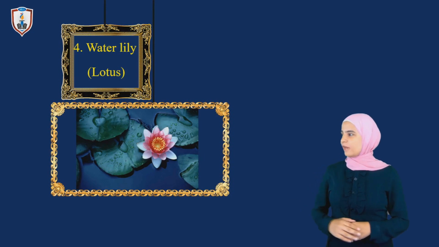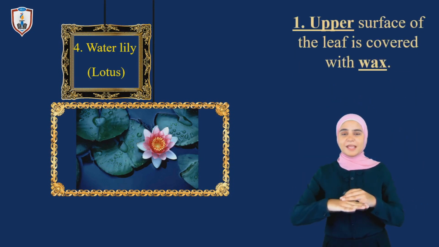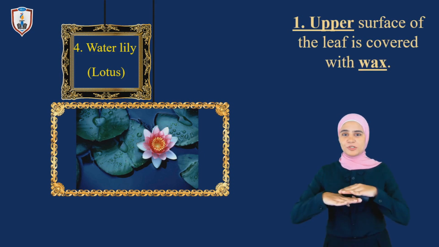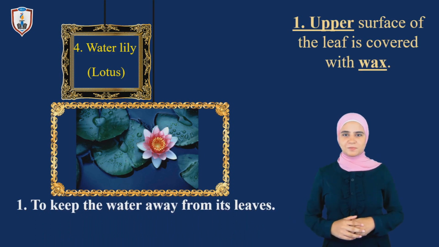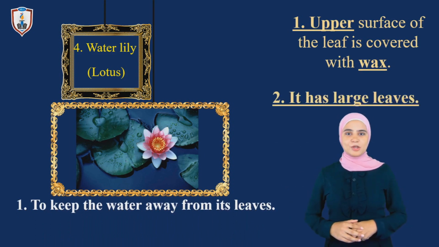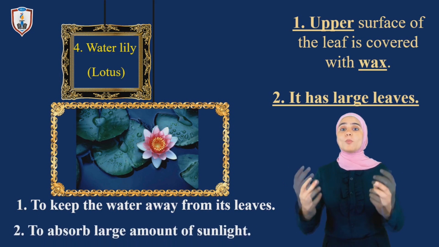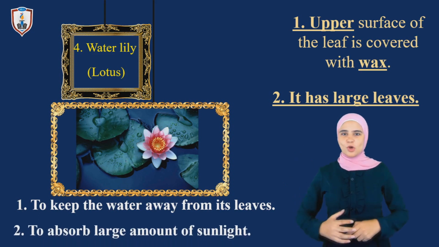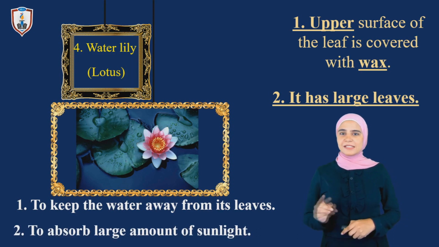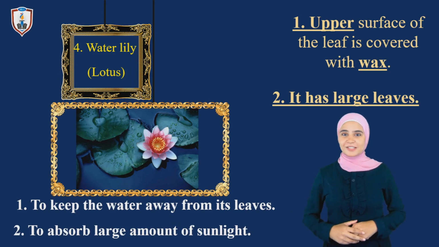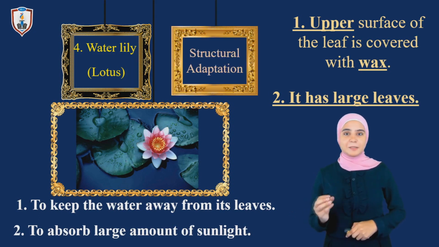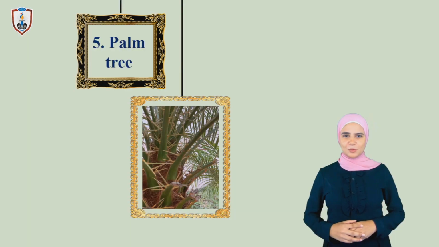Let's move to another one, which is the water lily or the lotus. When we look here, we can find that the upper surface of the leaf is covered with a layer of wax. This wax can keep the water away from the leaves. Also, it has big and round leaves. These large leaves can absorb more sunlight so that it can make its own food. Is this kind of adaptation behavioral or structural? That's right, it's structural adaptation because the plant depends on a part of it that helps it adapt in its environment.